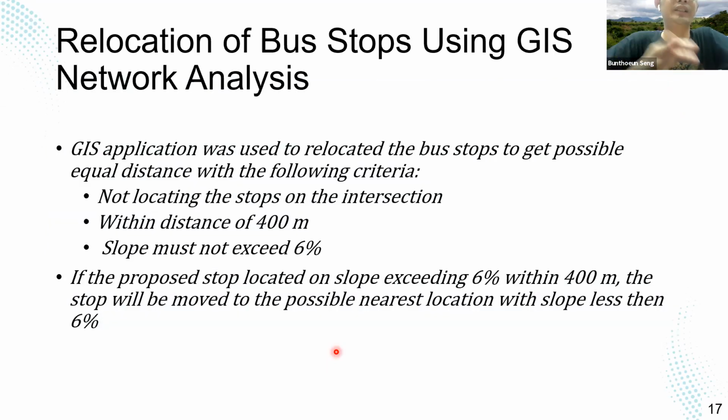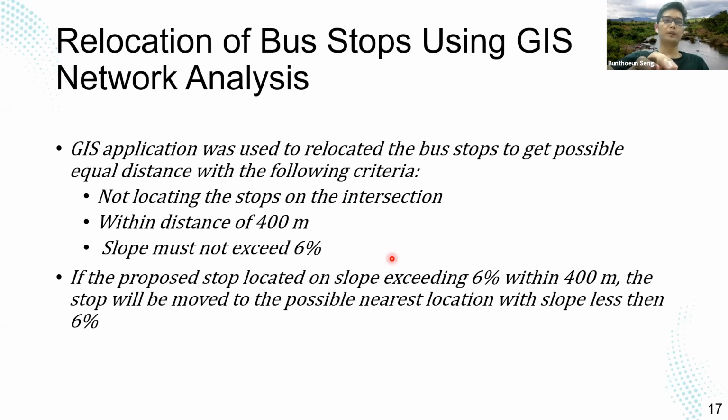And another technique is they use the GS analysis to relocate those bus stops. So GS application was applied to relocate those bus stops to get the possible equal distance. So it means they try to equalize those bus stops between the equal segments. So let's say 400 meters. So all bus stops need to be in that range. So three criteria were considered.